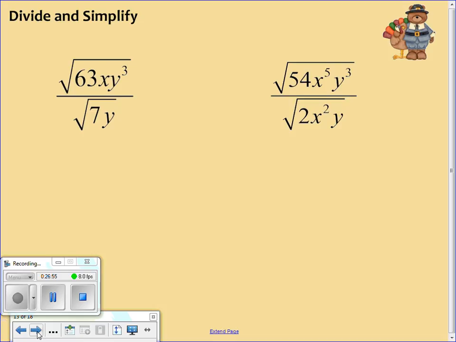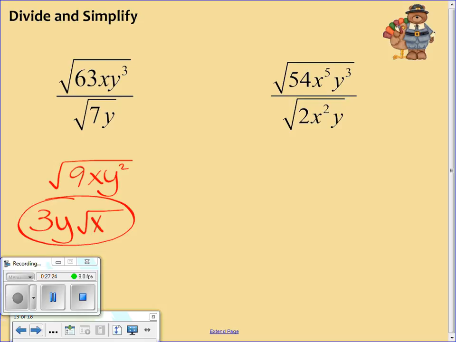So what is radical 63 over radical 7? Again, I have not used the radical yet, so it's still 9. The x is going to stay there, and my y's become y squared. So I don't really have a fraction. Square root of 9, square root of x, square root of y squared: y. That one was easy. Actually, the next one's not too bad either. Try the next one on your own.